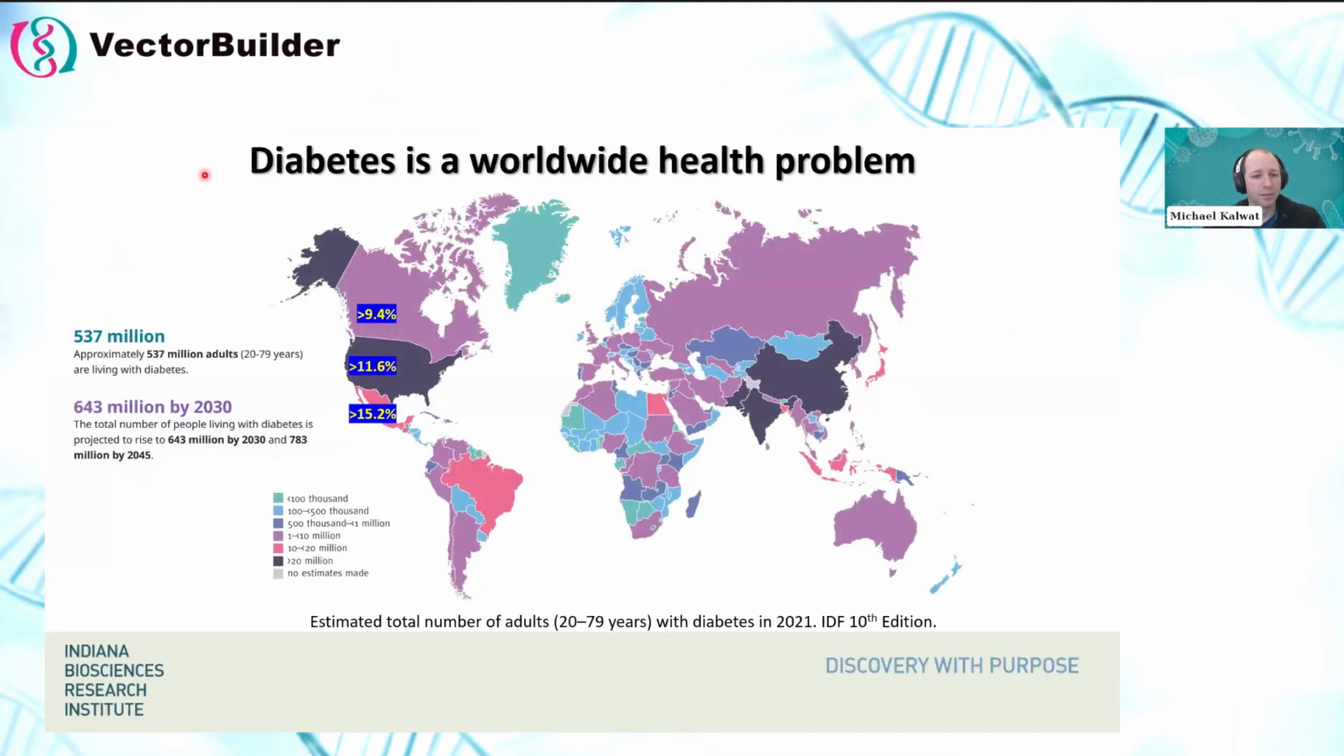So needless to say, diabetes is a worldwide health problem, not just in the United States, where over 11% of the population have diabetes, but across the world, over 500 million people have diabetes, and it's only projected to increase over the next 5 or 6 years.